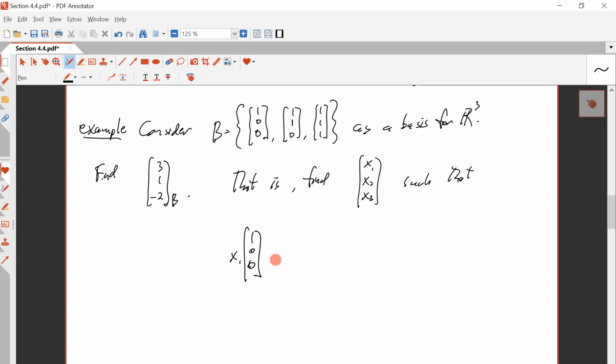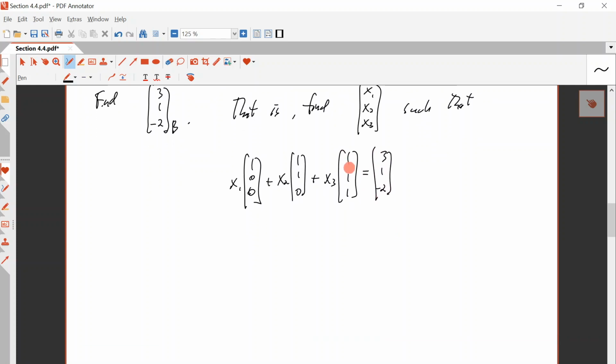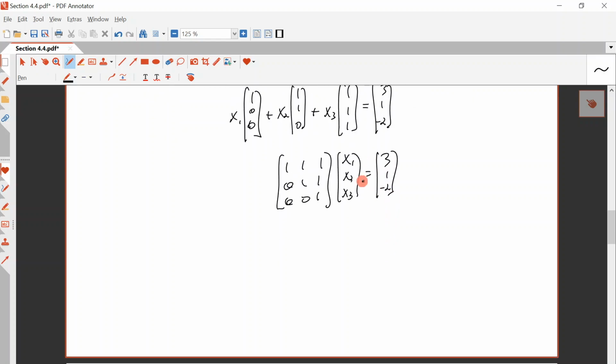x1 times (1, 0, 0) plus x2 times (1, 1, 0) plus x3 times (1, 1, 1) equals (3, 1, minus 2). That is the matrix with rows 1, 1, 1; 0, 1, 1; 0, 0, 1 times (x1, x2, x3) equals (3, 1, minus 2). Right? That is, row reduce this system.